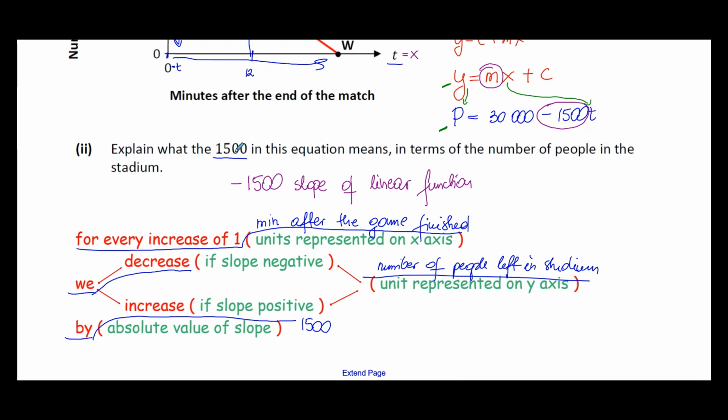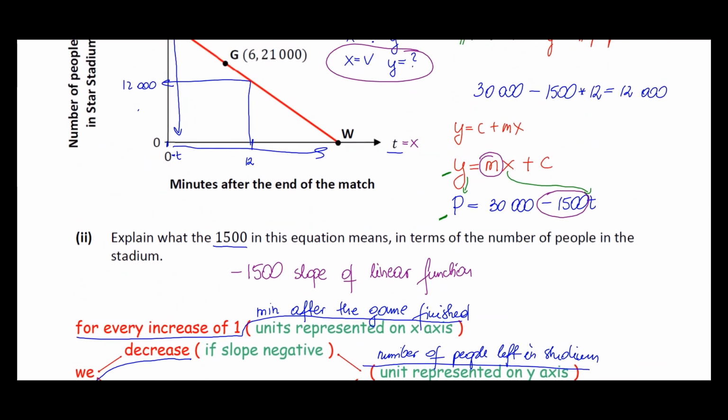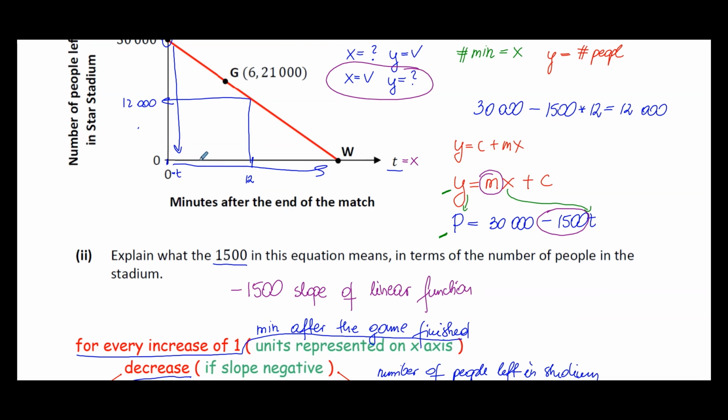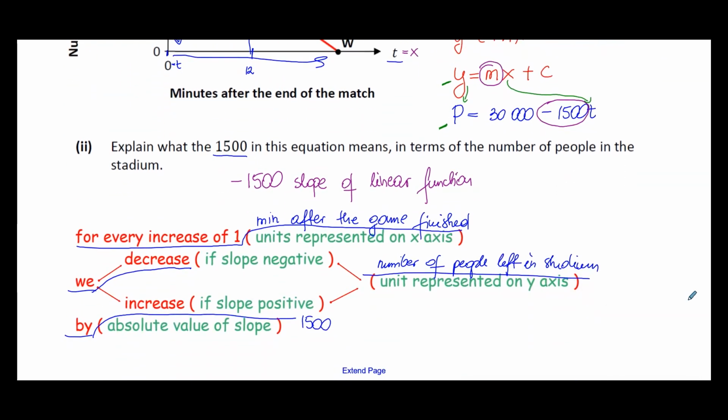So what does that 1,500 mean? For every increase of 1 minute after the game finished, we decrease the number of people left in the stadium by 1,500. So when it comes to slope, we are always saying, for every increase of 1 unit on the x-axis, we decrease, or increase depending on the value of the slope, and then we are talking about the y-axis. Sometimes it's difficult to interpret the slope, so that's the reason why I came up with a sentence that works every time for the interpretation of the slope. I hope that helps you.